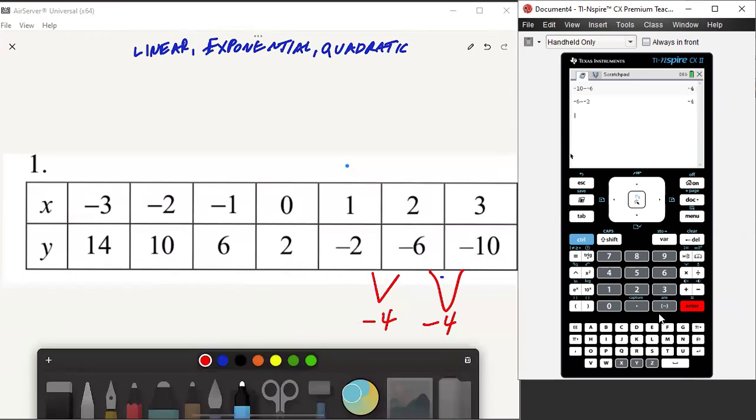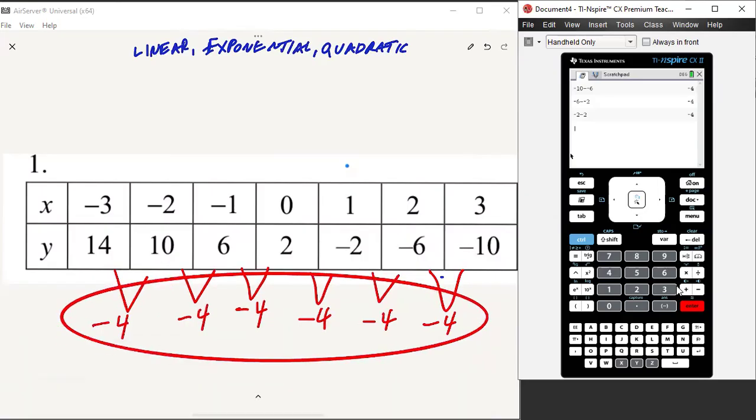So let's keep going. If I go a negative 2 minus 2, I get a negative 4. If I go 2 minus 6, I get a negative 4. If I go 6 minus 10, I get a negative 4. If I go 10 minus 14, I get a negative 4. So the fact that all of the differences are the same number means that this is linear. We just showed that it's linear. That's all you're doing. You just do differences. If the differences for all of the y values are the same, it's linear.